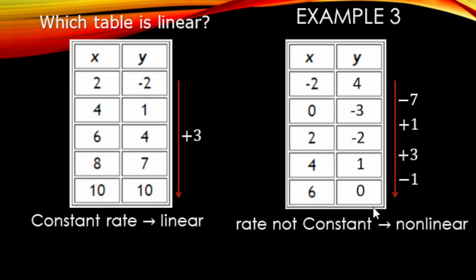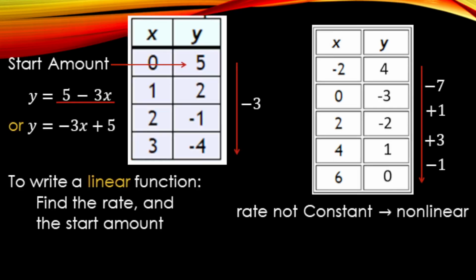So when you don't have a constant rate, that means it's going to be a nonlinear function, or nonlinear relationship or equation, depending on what you're looking at. All we're doing is looking at the pattern of the numbers and trying to decide if I have a constant rate, so I've got to calculate that. It's going to be linear, and for your nonlinear ones, it's not going to be a constant rate. So the rates need to stay the same for linear functions.